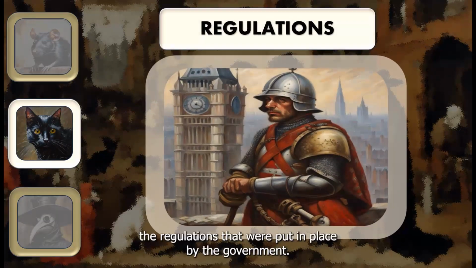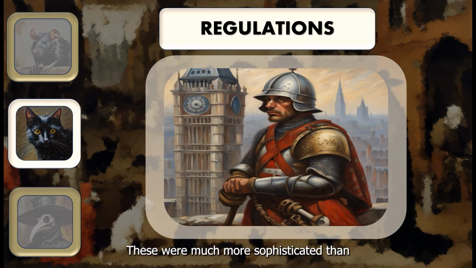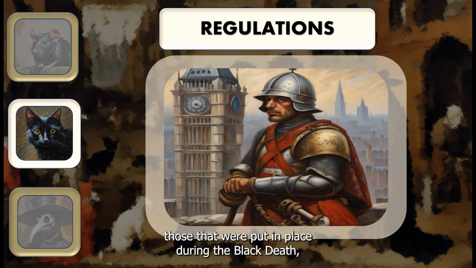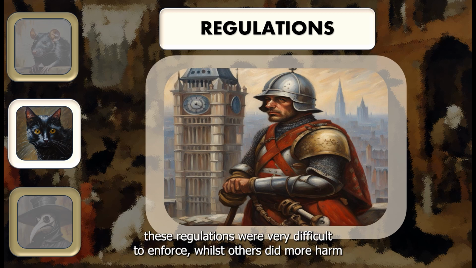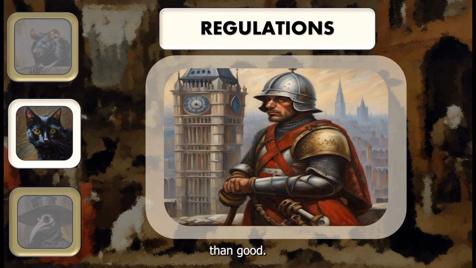Let's now examine the regulations that were put in place by the government. These were much more sophisticated than those that were put in place during the Black Death, showing genuine progress in the development of public health. However, some of these regulations were very difficult to enforce, whilst others did more harm than good.